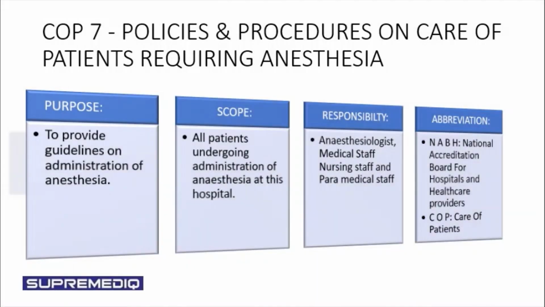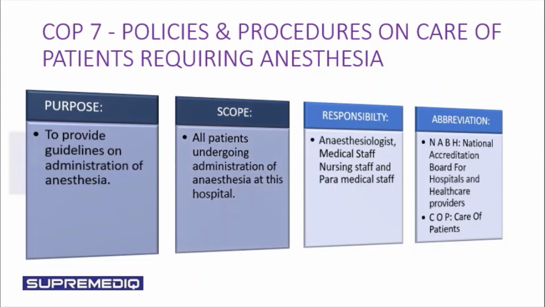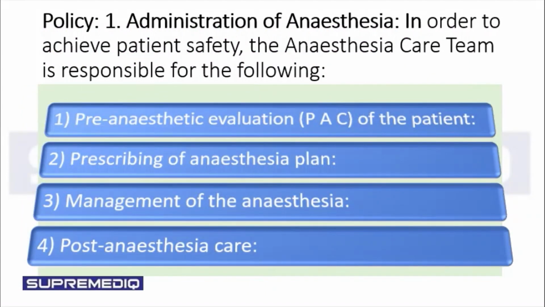COP 7. Policies and procedures on care of patients requiring anesthesia. Purpose: to provide guidelines on administration of anesthesia. Scope: all patients undergoing administration of anesthesia at this hospital. Responsibility: anesthesiologist, medical staff, nursing staff and paramedical staff. Abbreviation: NABH, National Accreditation Board for Hospitals and Healthcare Providers. COP, Care of Patients. Policy: 1.